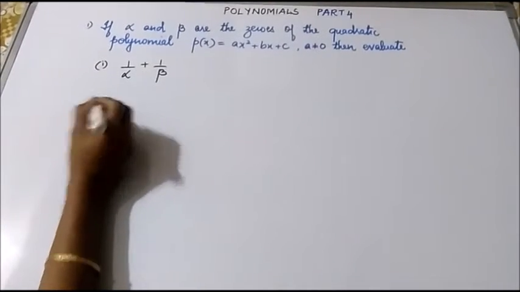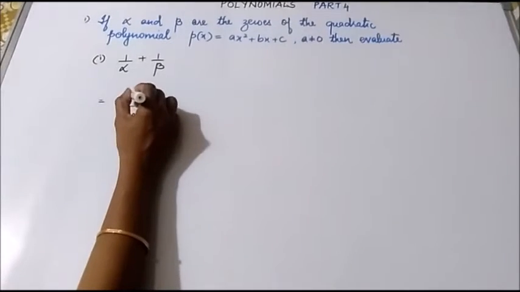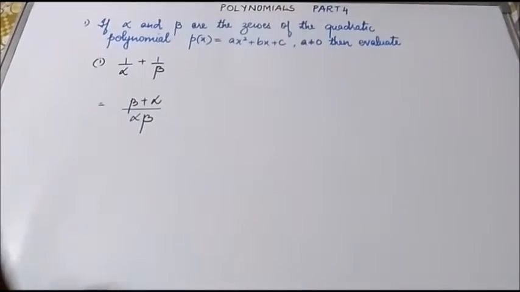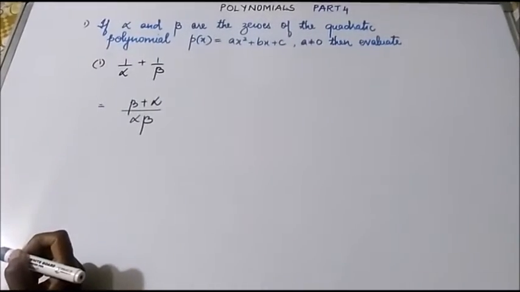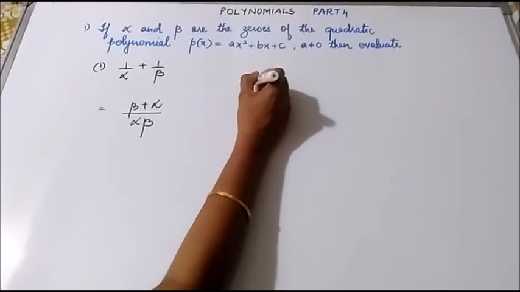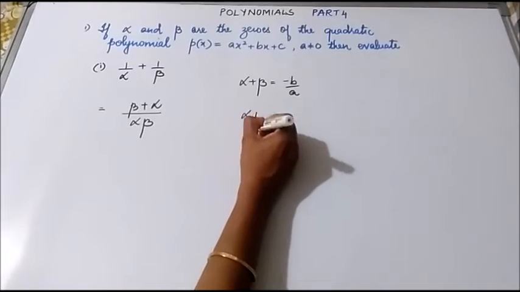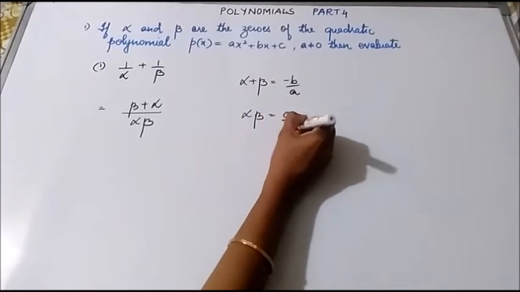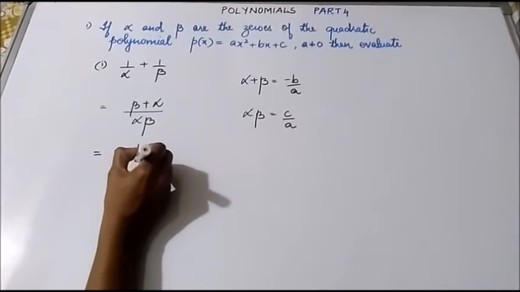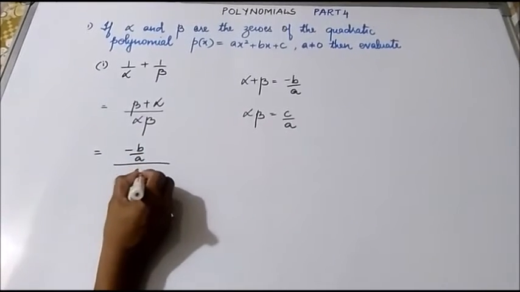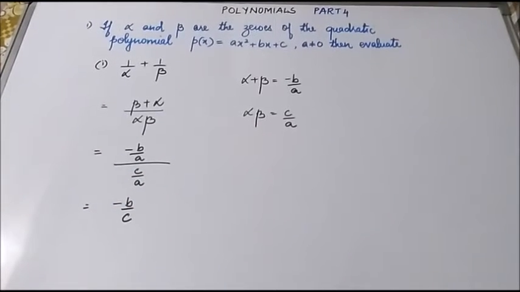First we will take the LCM. What's the LCM here? Alpha into beta. What do you get in the numerator? We'll get beta plus alpha. Now given the quadratic polynomial ax square plus bx plus c, what is alpha plus beta? It is minus b by a. And what is alpha into beta? It is equal to c by a. Here we substitute alpha plus beta is equal to minus b by a, the whole thing divided by c by a. We get the answer as minus b by c.